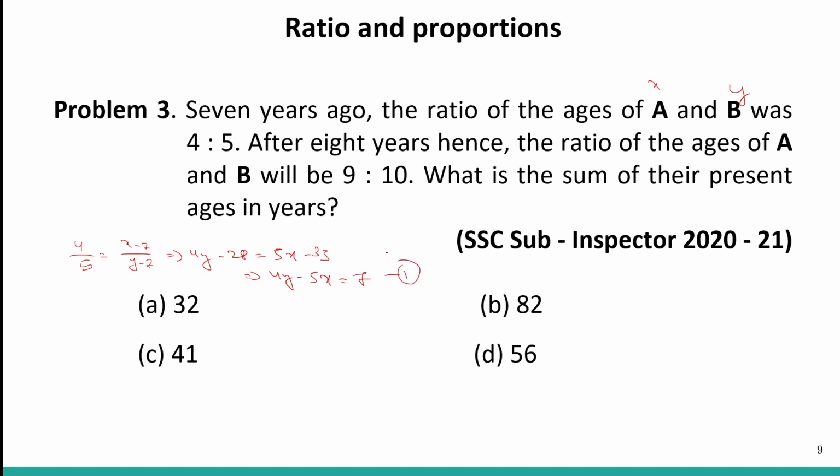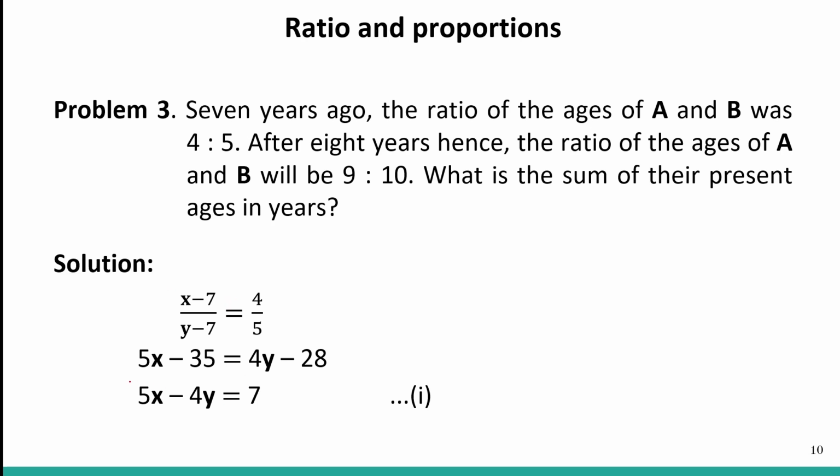Equation 1. So let's use the second part of the word problem to evaluate another algebraic equation so that we could solve the system of linear equations to arrive at a solution for x and y individually, hence finding out the present age of A and B respectively. Okay, so we have found this one, so let's proceed. So this question has actually appeared in the SSC Sub Inspector 2020-21 paper.